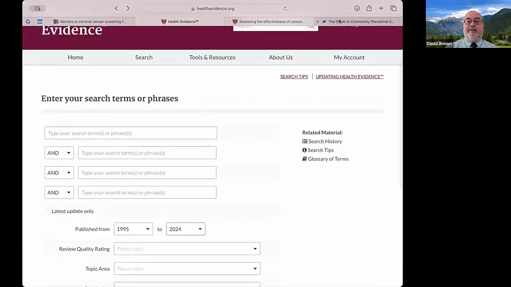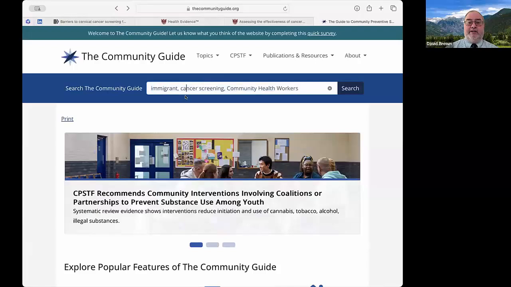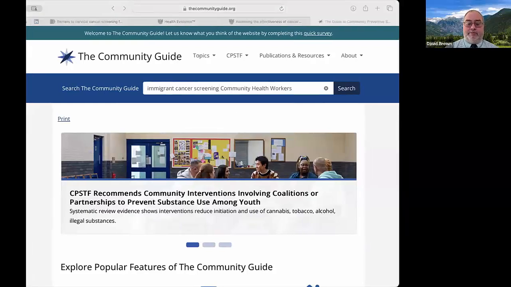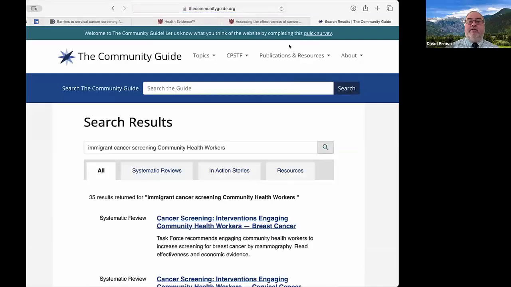All right. And then the third and final one is our community guide. And I will do commas here, where we're just going to type in those three terms again that we did with PubMed. All right, let's go back over to my screen. As we go along here, we will do a search. And we get, in this case, 35 results.